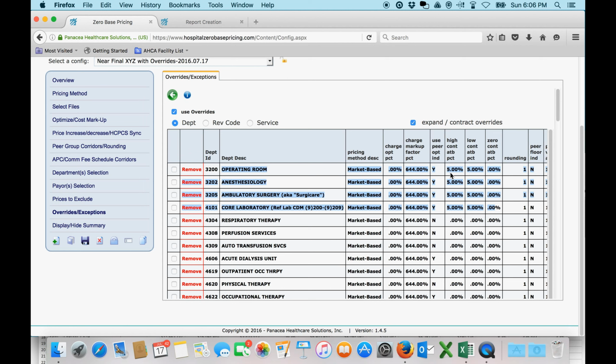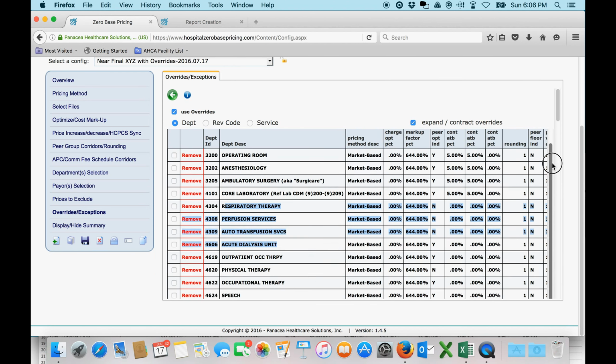So for these departments, we've decided to just limit it to an inflation increase, and we could have even kept it flat. These departments here, respiratory therapy, dialysis, these are areas that have a very, very low charge payer mix, and it was essentially the same thing. And the charge payer mix was so low compared to these other areas that we decided to keep it flat. So essentially, those are the overrides you see there.